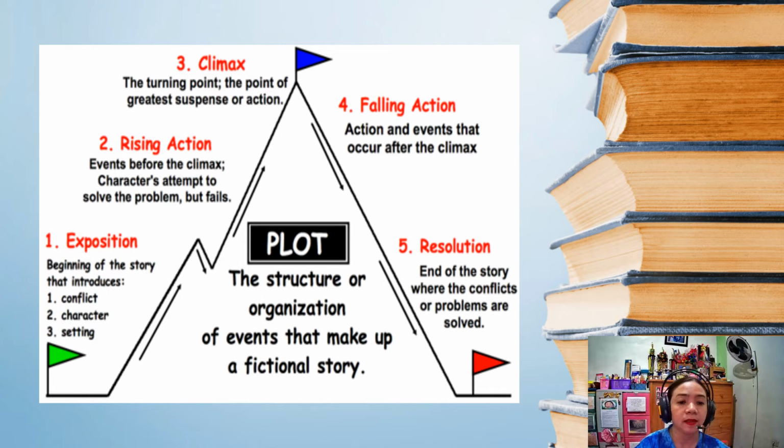Next is the rising action. These are events before the climax. Characters attempt to solve the problem but fail. And then the third one is the climax, the turning point, the point of greatest suspense or action. And then the fourth one is the falling action. These are actions and events that occur after the climax. And then the fifth one is the resolution. This is the end of the story where the conflicts or problems are solved.